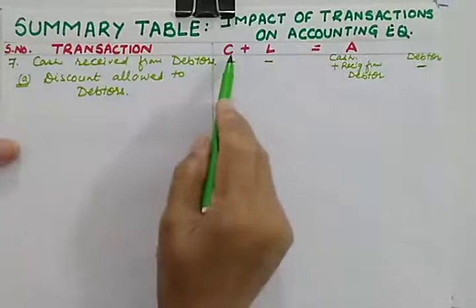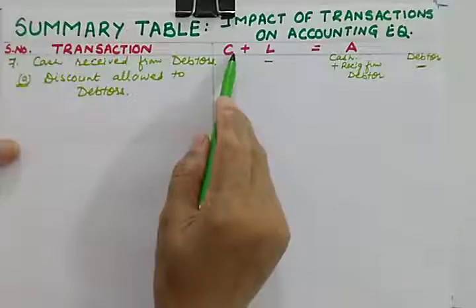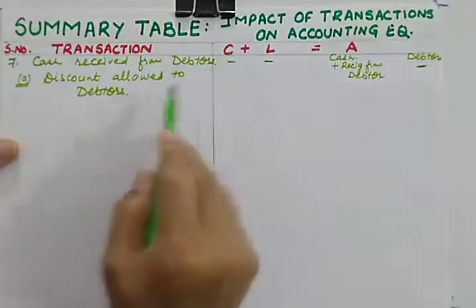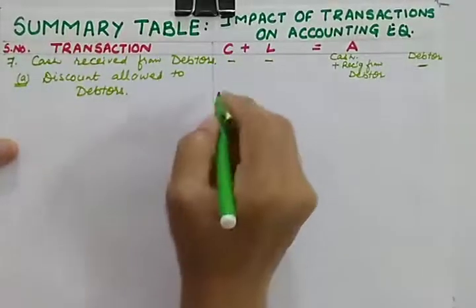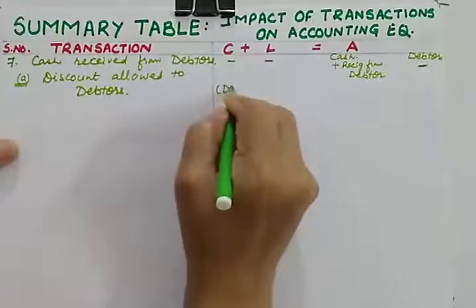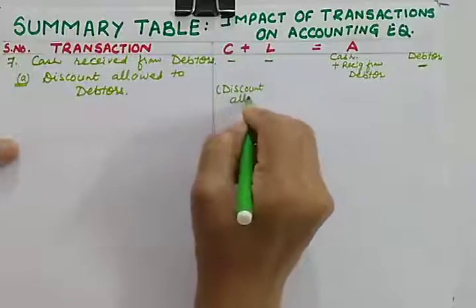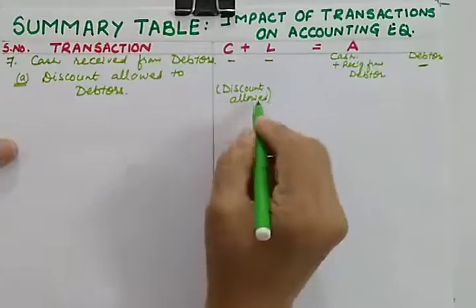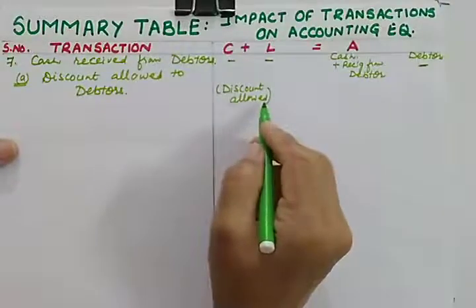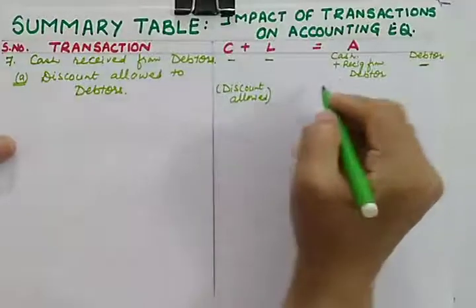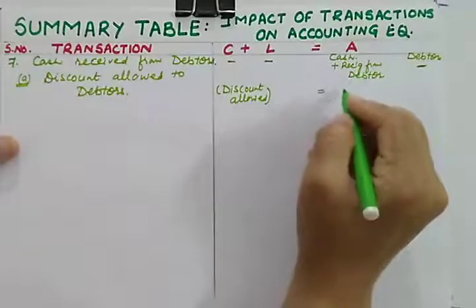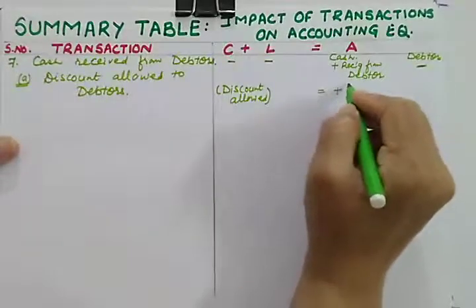So what is to be done in case of loss? It is to be deducted from the capital because you are accepting less money. So in this case, whatever discount money will be there, discount allowed will be deducted. For deduction I am using this bracket sign, and whatever is received it will be added to the cash.